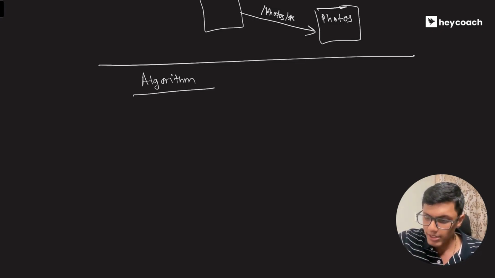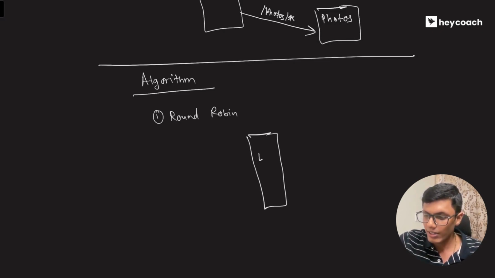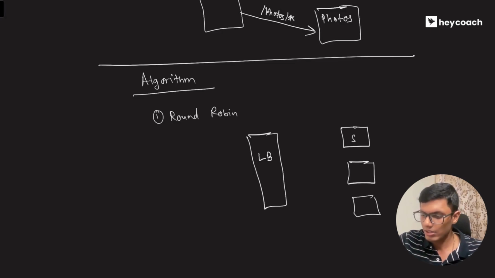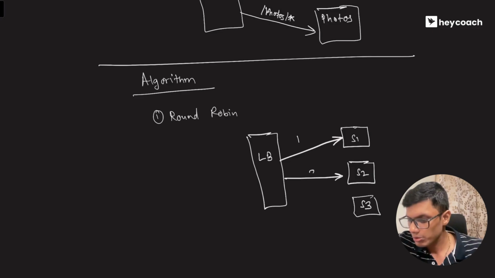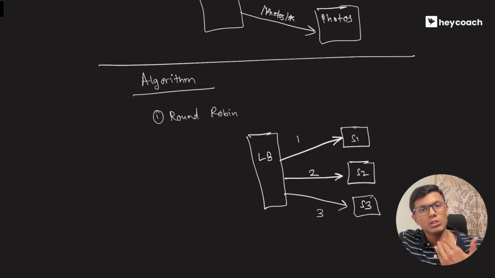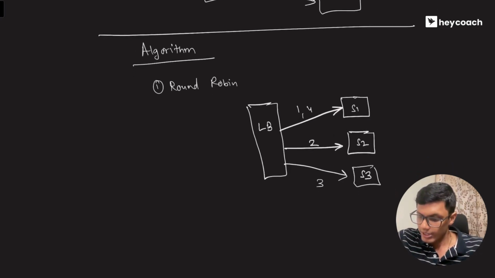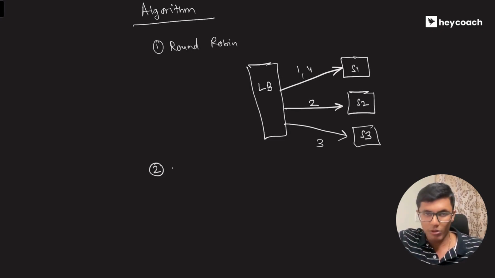The first one is round robin. So let's say this is your load balancer, and then there are three servers, S1, S2, S3. Servers are nothing but computers, right? So the first request would go to server 1, the second request would go to server 2, the third request would go to server 3, then the fourth request would go to server 1. So it's like round robin, all the servers get one by one a chance to serve each request. The second form is the weighted round robin.